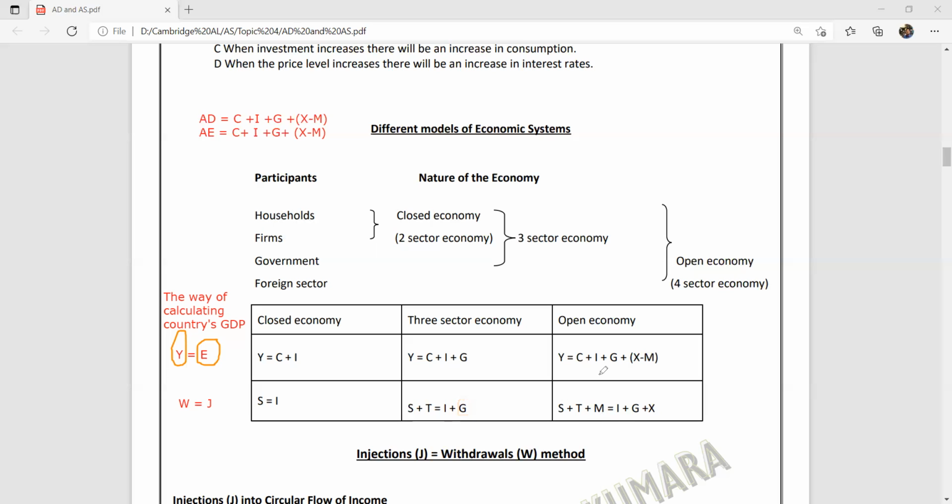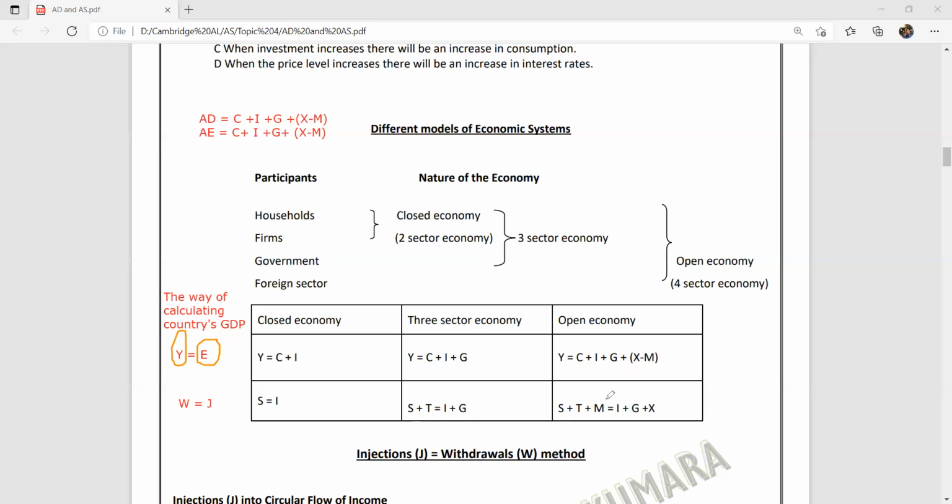Next, open economy. C plus I plus G plus X minus M. X minus M, necessarily we should adjust net exports. So net exports represent clearly the total output that the economy produced, if we add such an amount to the C plus I plus G. This is the total components of aggregate demand, so it is equivalent to GDP.